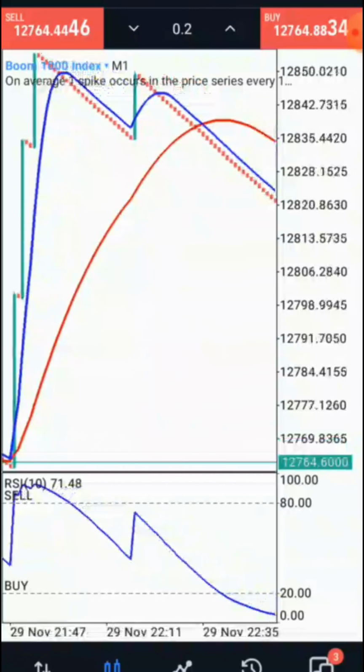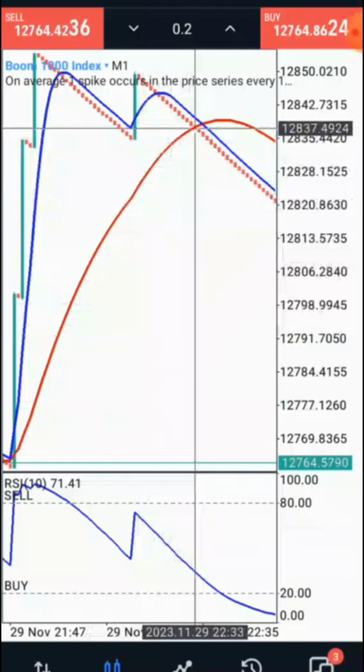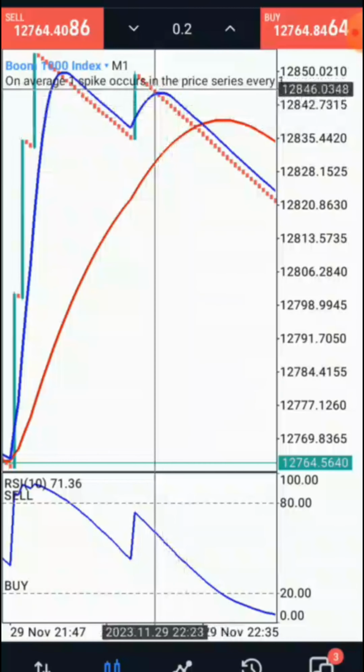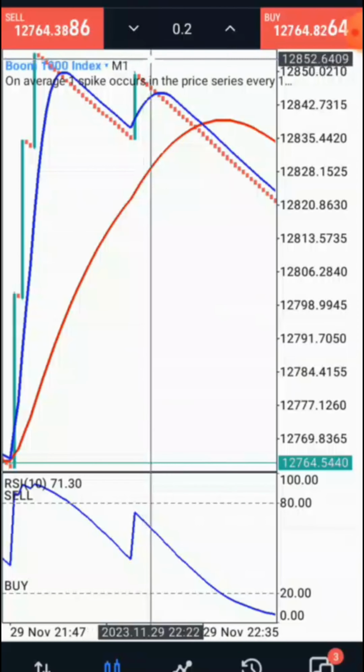We've talked about the entry. Let's quickly talk about the stop losses. The stop loss is always placed above, let's say 3 or 5 candles above the previous spike. So your stop loss is to be above the previous spike in Boom, and then you take your selling trade.